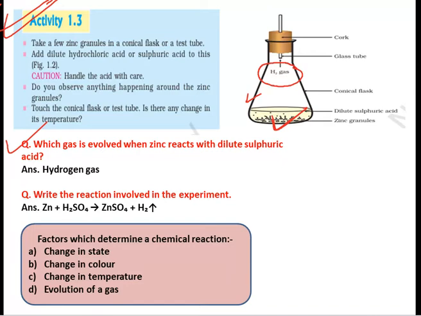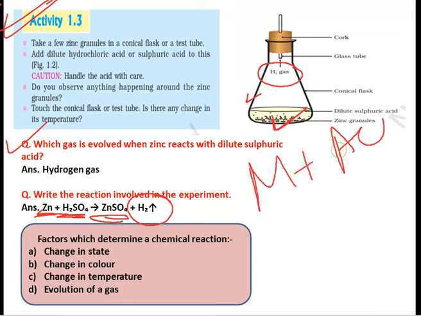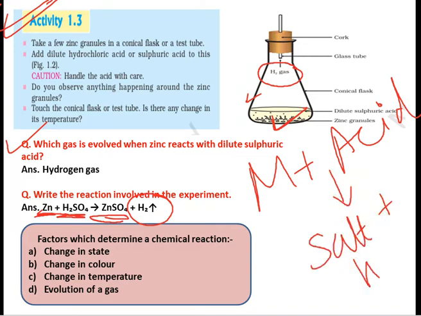And what is the reaction which is involved in this experiment? Zn plus H2SO4 gives ZnSO4 plus H2. Zinc reacts with sulfuric acid H2SO4 to form ZnSO4 plus H2. Hydrogen gas will be liberated. Salt plus hydrogen gas. You have to remember that whenever a metal reacts with an acid, we get salt plus H2 gas.